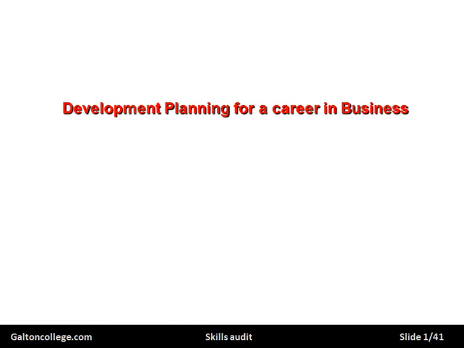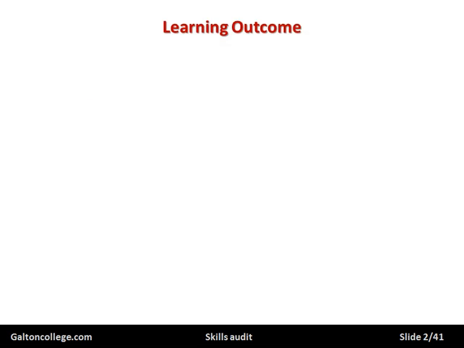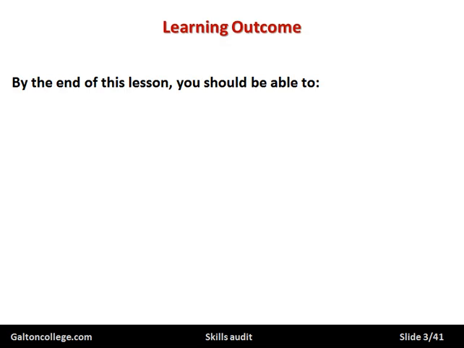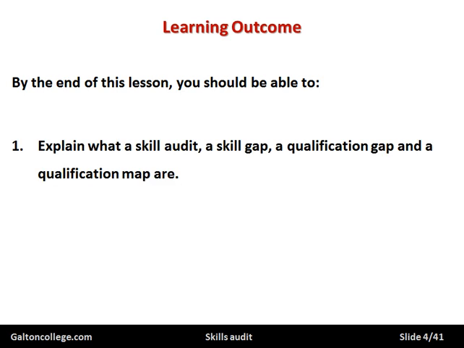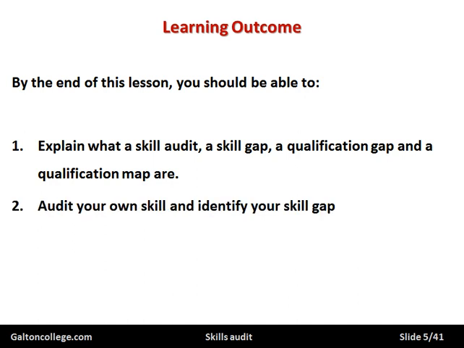In this video we're going to be looking at development planning for a career in business. Now briefly, to see what we're going to do, let's look at the learning outcomes. By the end of the lesson you should be able to explain what a skill audit is, a skill gap, a qualification gap, and a qualification map. So it's important to be familiar with these terms, and this is one of the objectives of this class.